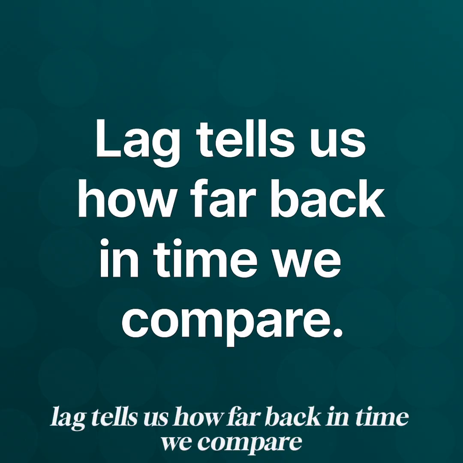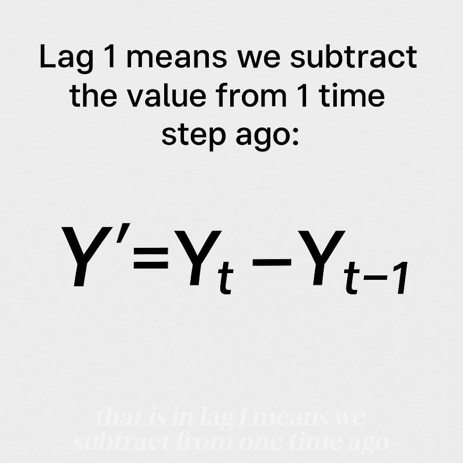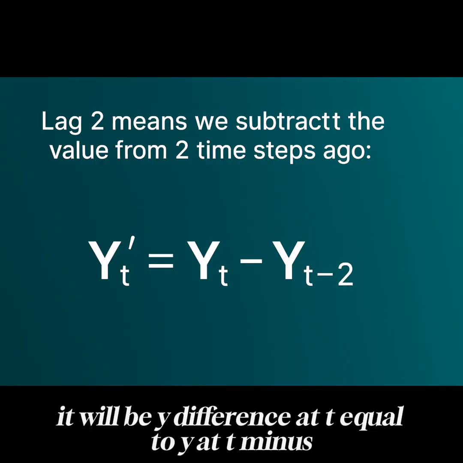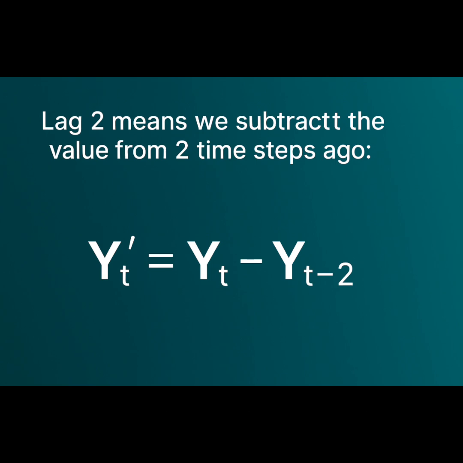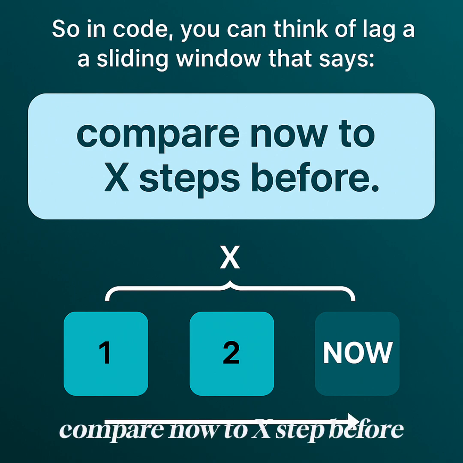Lag tells us how far back in time we compare. That is, lag 1 means we subtract from one time step ago. That gives us y_diff at t in lag 1 equals y at t minus y at t minus 1. In lag 2, it will be y_diff at t equals y at t minus y at t minus 2. So in code, you can think of lag as a sliding window that says compare now to X steps before.